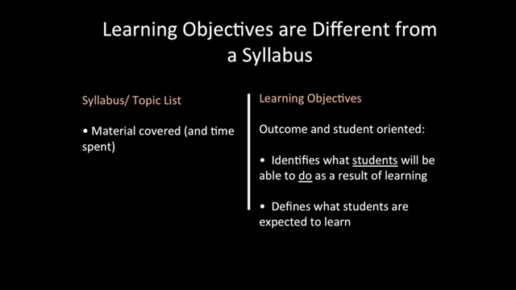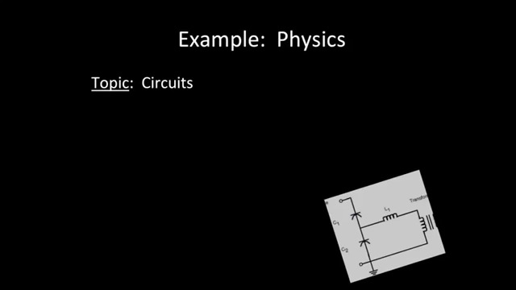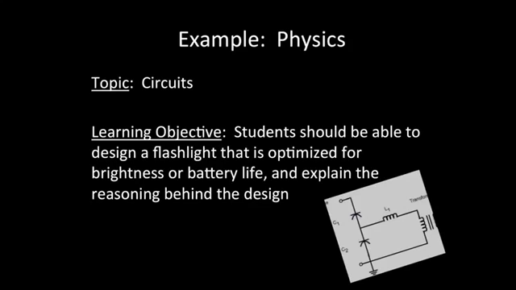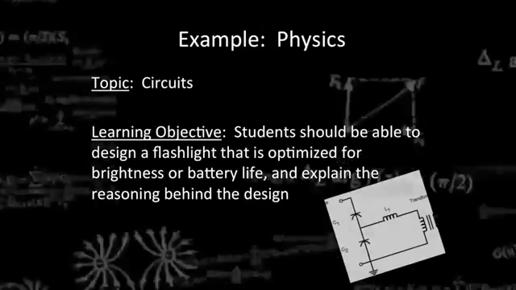We sometimes have a tendency to articulate those goals in terms of what the teachers are going to do, so what the lecture will be about. But that's a pitfall because that's not a learning goal, that's a teaching goal. If you were to measure that, you could deliver a lecture really well, but it doesn't mean the students learned anything. So for example, in physics, you might see the topic circuits listed on the syllabus. But a learning goal associated with that would be much more illuminating. So it would say something like, students will be able to design a flashlight that is optimized for brightness or battery life and explain the reasoning behind their design.